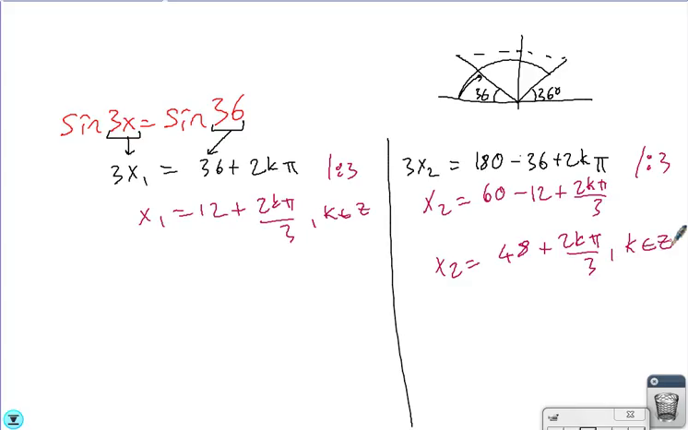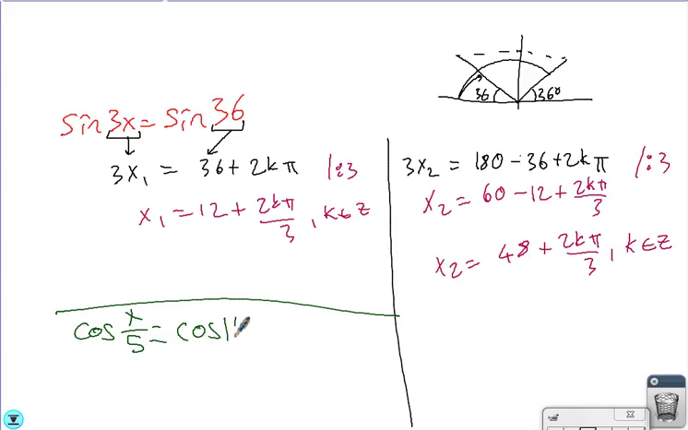Then let me ask you a simple question about the cosine. Now this was about sine. We can finally make something with cosine. Let's say we have cosine of x over 5 is equal to cosine of, let's make a big angle, 140. Pause the video and try to solve this question by yourself.